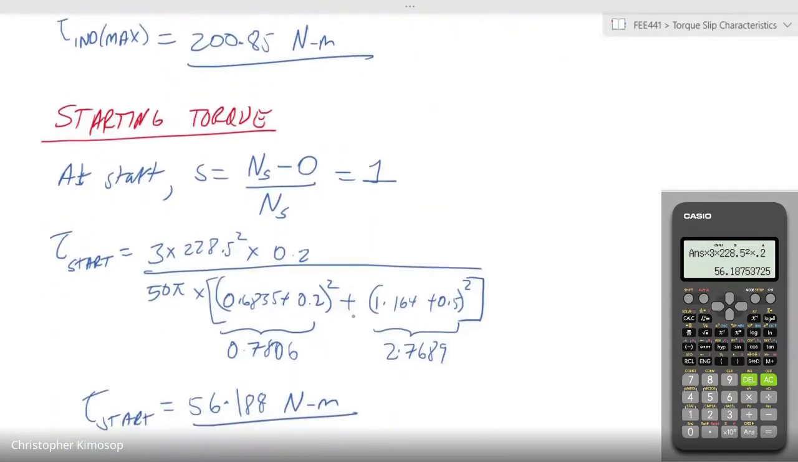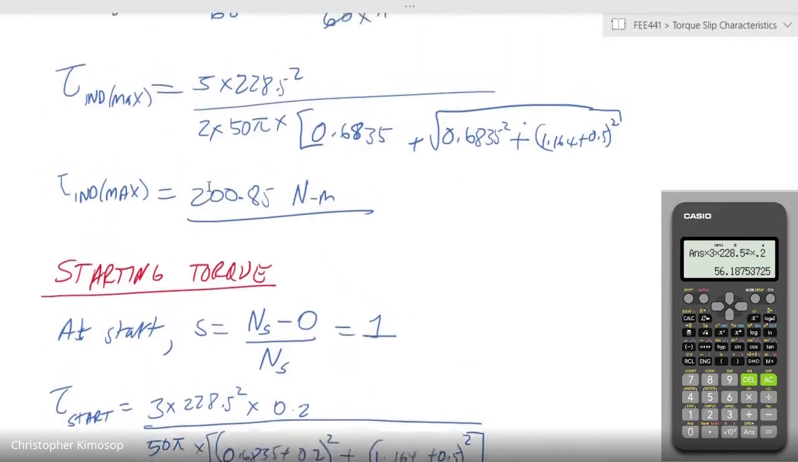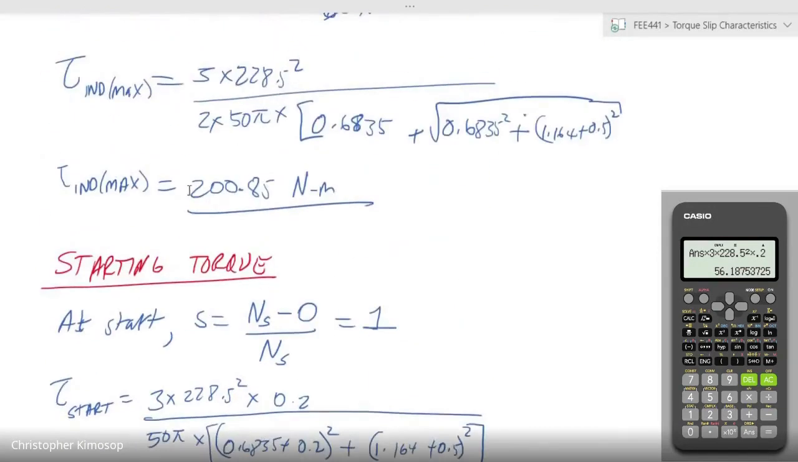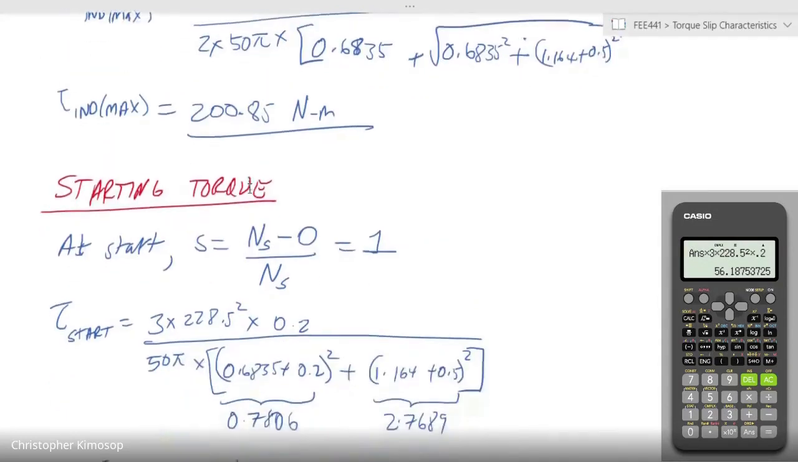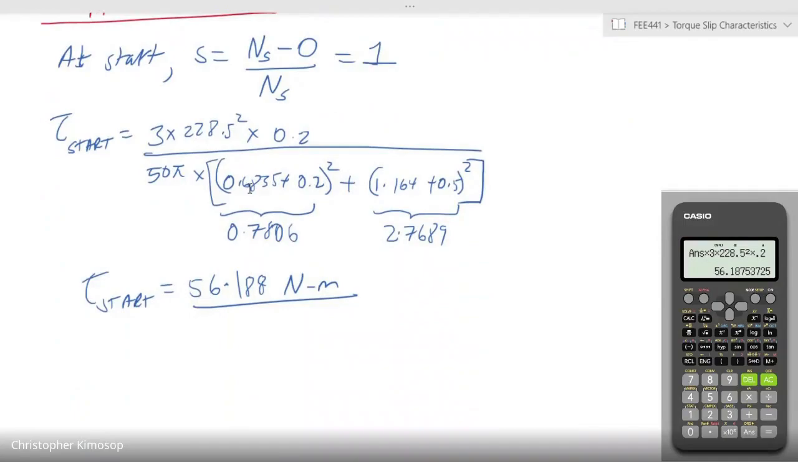So you can see the starting torque is much less than the induced or maximum torque. Starting torque is about 56. Maximum torque is almost 4 times as much as that. So I think we can stop.